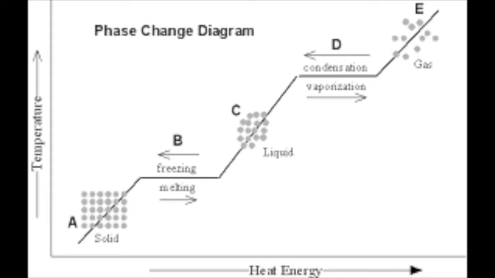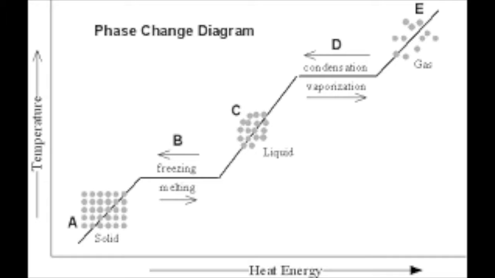In this diagram, you can see that the x-axis is labeled with heat energy. This represents the amount of heat and energy that is required to change phases and sustain that phase. The y-axis is labeled with temperature. This is because it represents the temperature at which each state of matter exists.